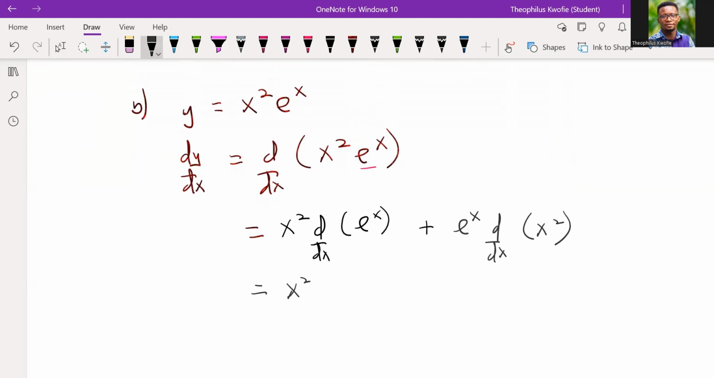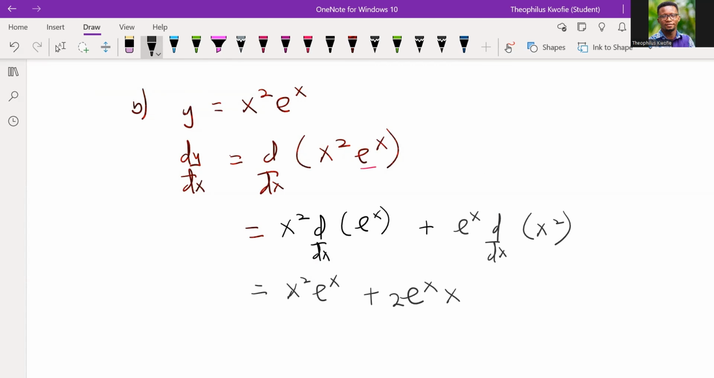What is the derivative of e to the power x? And that is itself. We said that the derivative of the special exponential function e to the power x is always itself. Okay, good. And then we're going to have what is x to the power 2. So we drop the power, then we decrease the power by 1, which becomes x to the power 2 minus 1, and that is x. So this is our result for this particular problem.